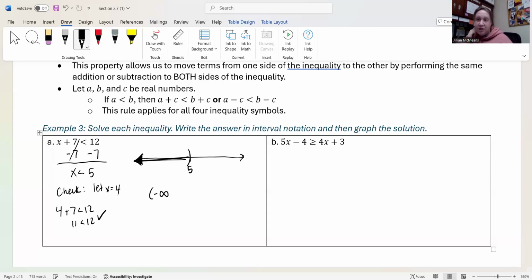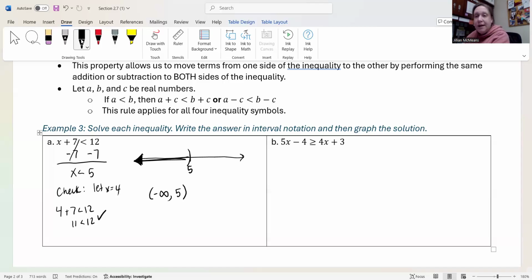The infinities always get a rounded bracket because it doesn't matter what we think infinity is, there's always something less than that. So you can never include infinity. And then we want to go comma. So we're going to go from negative infinity all the way to positive 5 without including the 5, so we would put a rounded bracket there. Okay, and that's it. That's how you solve a linear inequality in one variable.